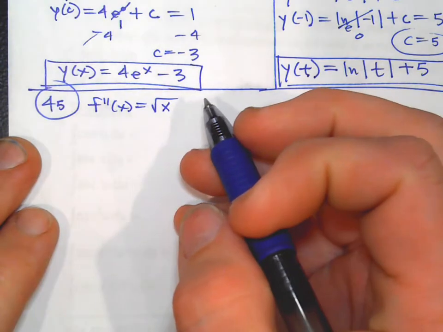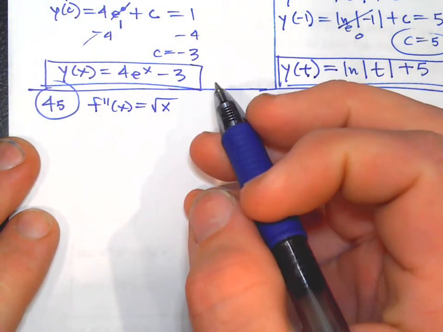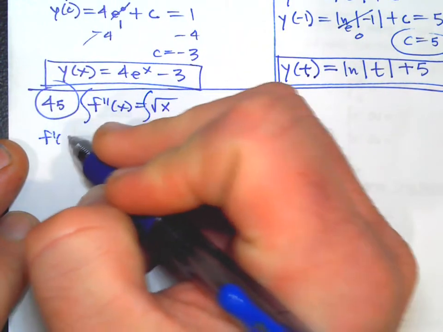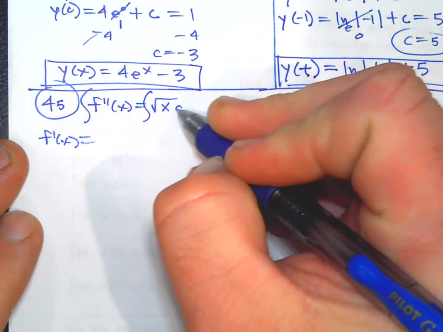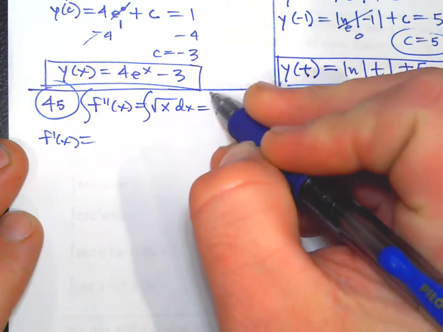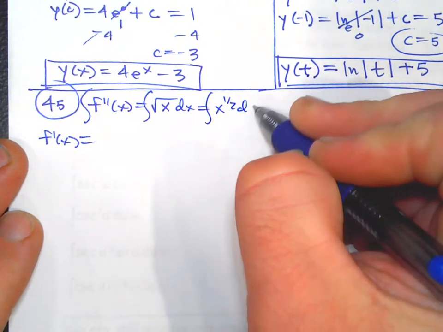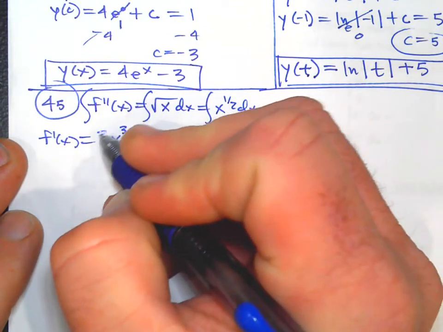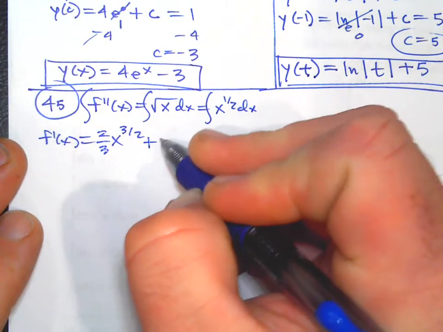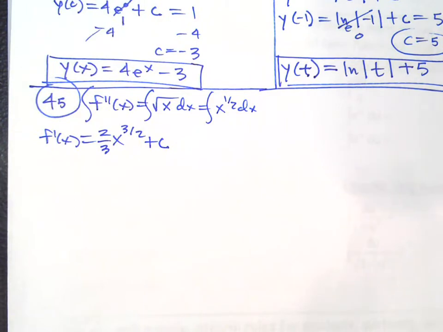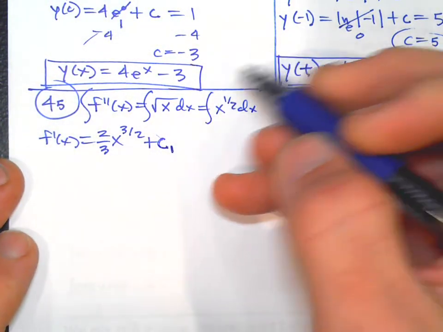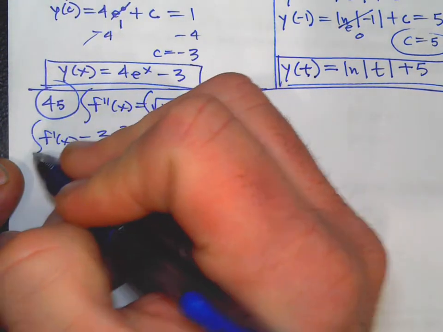We did one in class like this. You've got to integrate twice. So if we integrate once, we get the derivative, and this is going to be the same thing as the integral of x to the 1/2 dx. So you're going to bump it up 1 and divide by the new exponent, multiply by the reciprocal, plus c. Now this time we can't find the c value, so it might be helpful to put a little subscript 1 there, because there's going to be another c on the next step, and they are different c's.